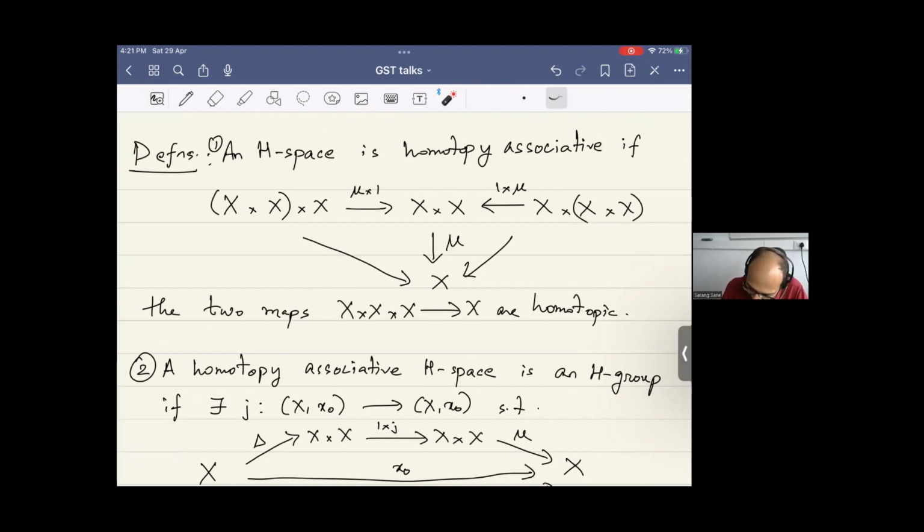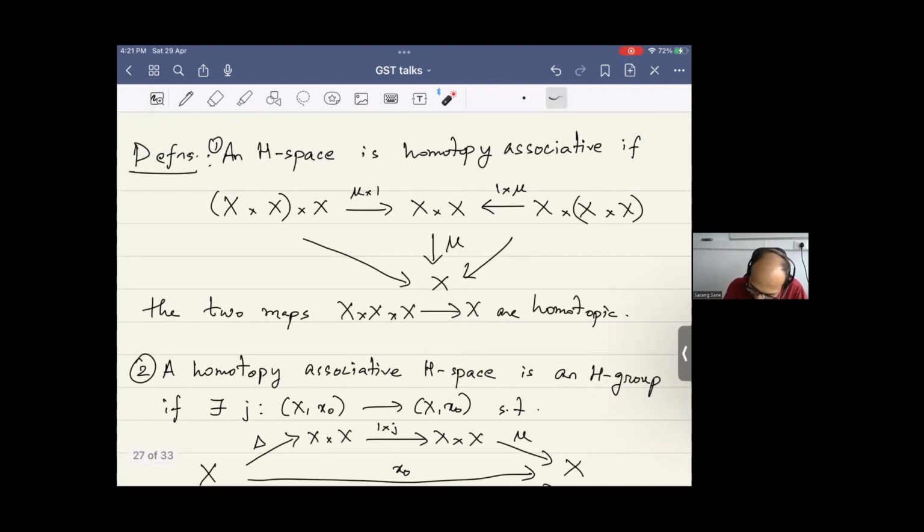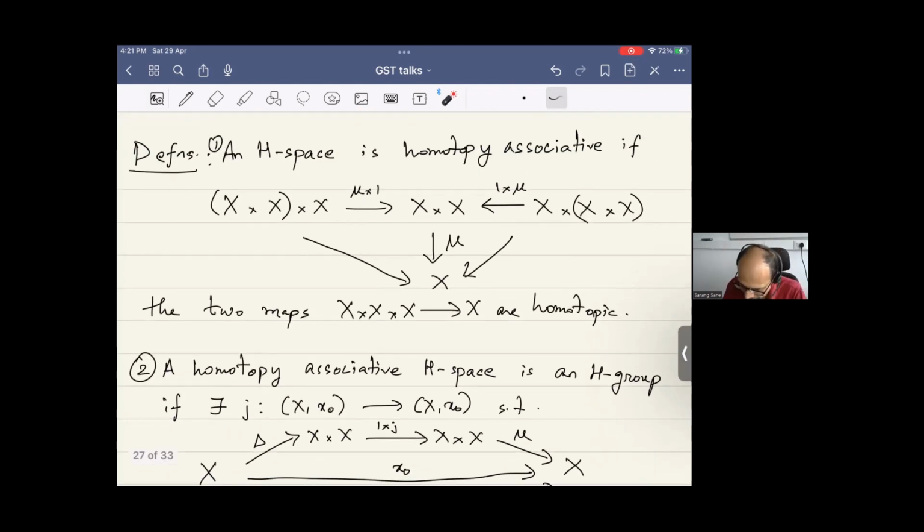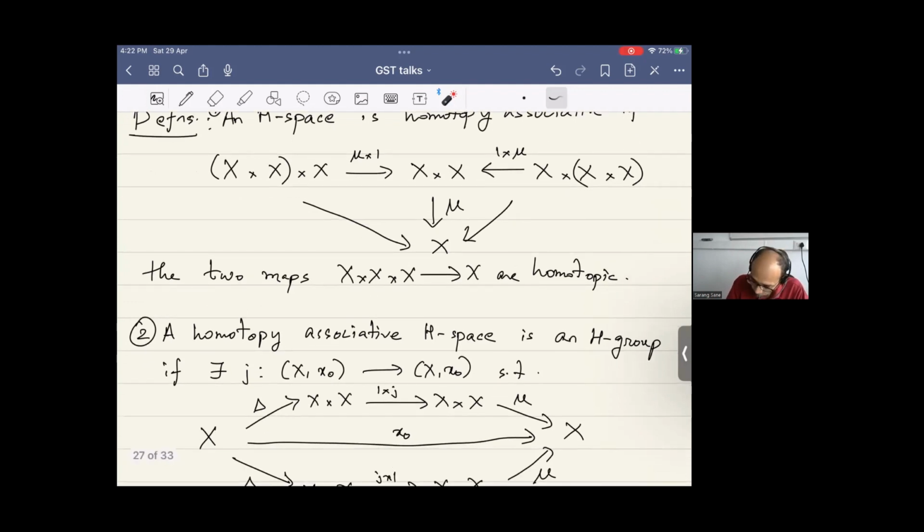Okay, so some definitions. An H space is homotopy associative if the obvious diagrams commute, namely if you take mu cross identity and identity cross mu, and then mu again, then these things commute. Of course, commute up to homotopy. So all of these pictures commute up to homotopy.